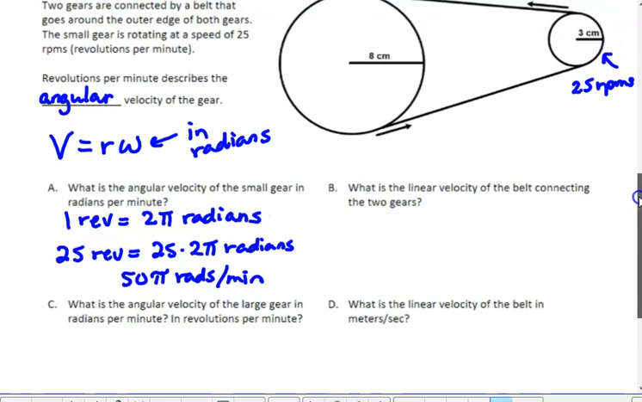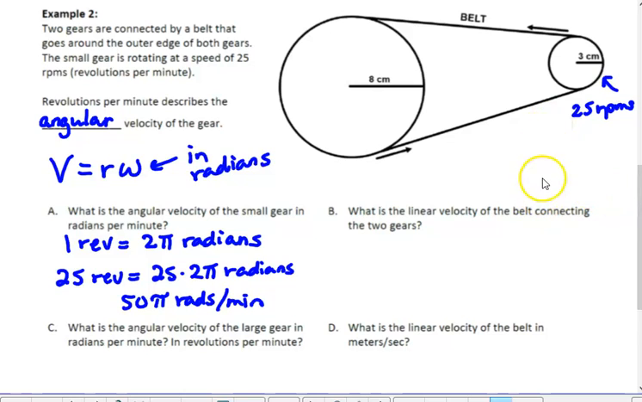Now, what's the linear velocity of the belt connecting the 2 gears? Well, what I want you to notice is that the belt is around the outside of both gears. So let's say we have a point that goes from here to here on the little gear. The same amount of time it would take this point to move from here to here would be the same amount of time it would take that point to move from here to here on the belt. So the belt has the same linear velocity as the outside edge of the gear, which means it also has the same linear velocity as the large gear.